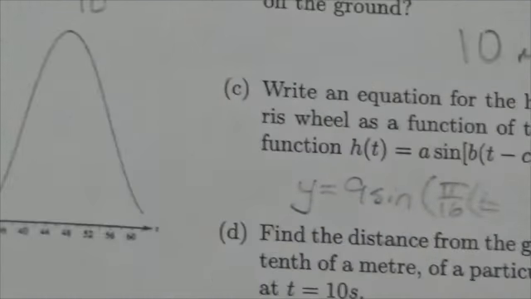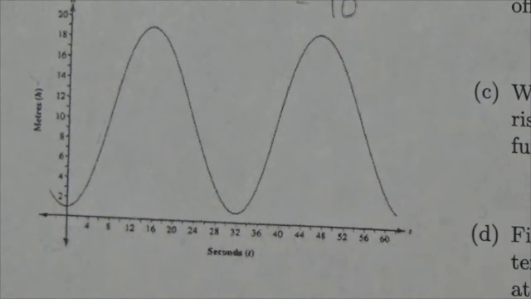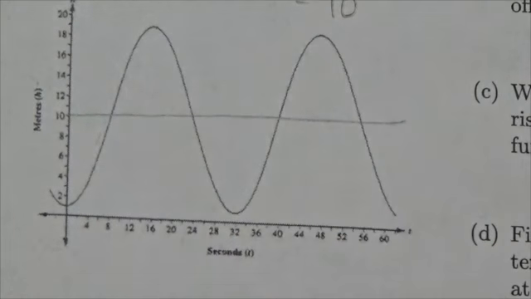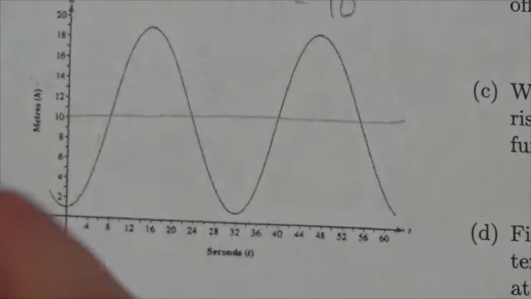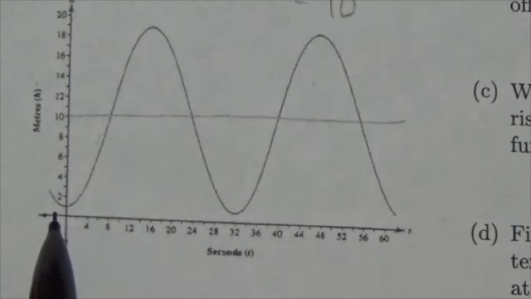Now let's take a quick look over our graph and think about what that phase shift would have to be. My D value is 10, and if I draw a line through here at 10, that's the middle of my graph. My line, I did this freehand, so it's going to be a little all over the place. Let's just think this thing through.